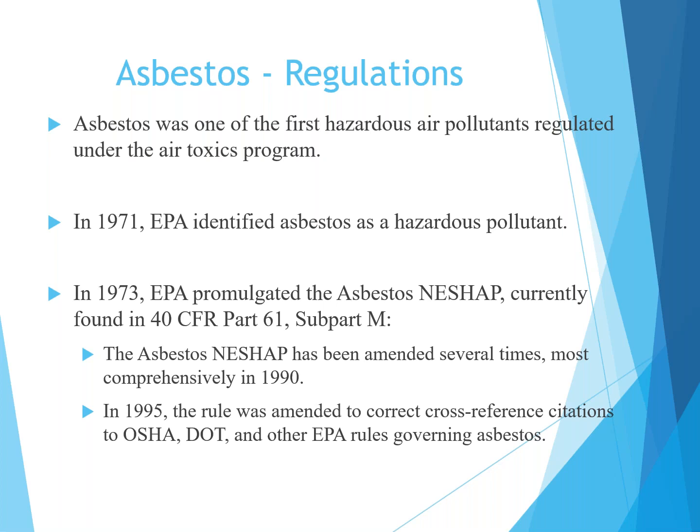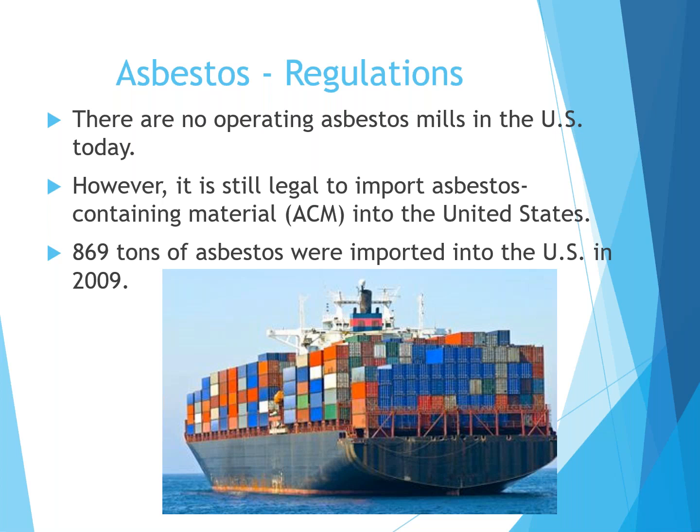So again, we don't want to get too deep into the regulations other than what's most immediately beneficial to you all. It's worth noting that there's no operating asbestos mills in the United States today. However, it is still legal to import asbestos-containing material into the United States. About 870 tons of asbestos were imported into the United States in 2009. So again, this is still something that's being used. We'll get into when it was stopped being used in specific building materials, but again, it is still imported, it's still around, and it's still going to be a process to remove it completely from everywhere that we encounter.